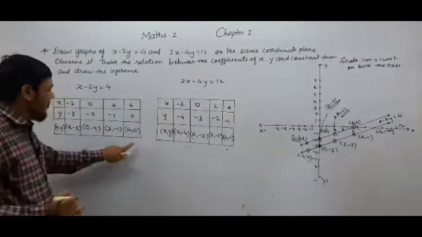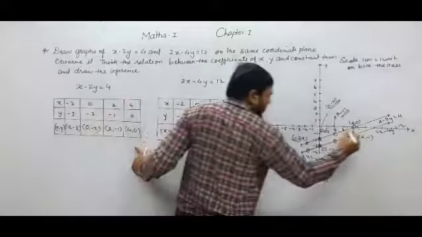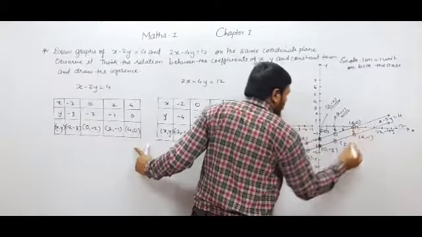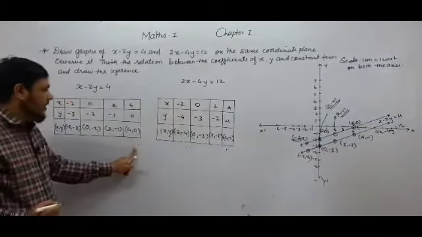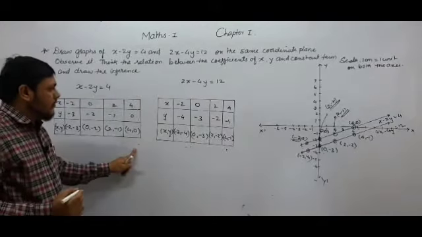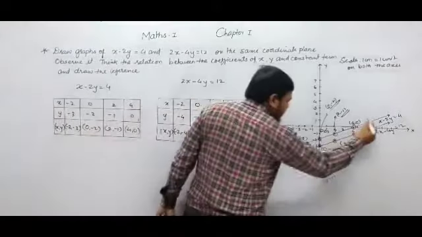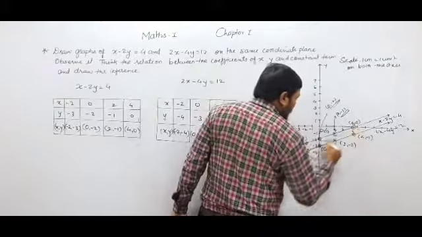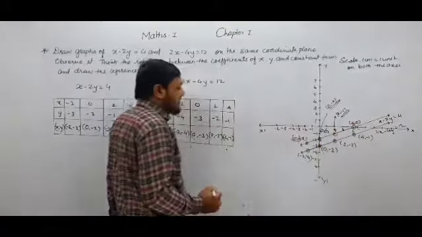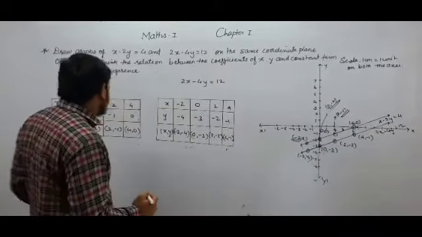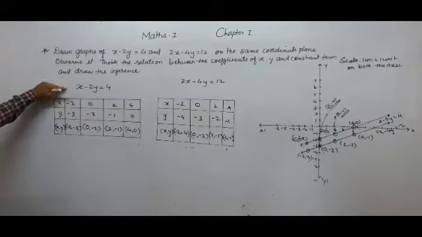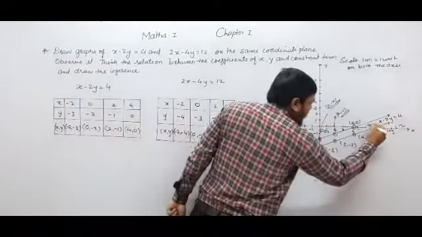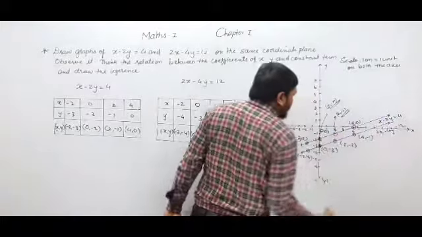After that we plot 4 comma 0. Here I have plotted this point, 4 comma 0, where the x coordinate is 4 and the y coordinate is 0. Now we see that these points are collinear, so we draw the straight line passing through them, and that straight line is nothing but the graph of the equation x minus 2y equal to 4. So this is the graph of the equation x minus 2y equal to 4.